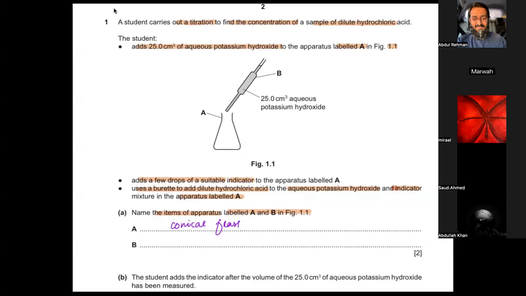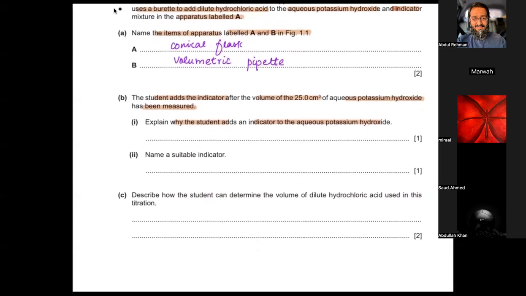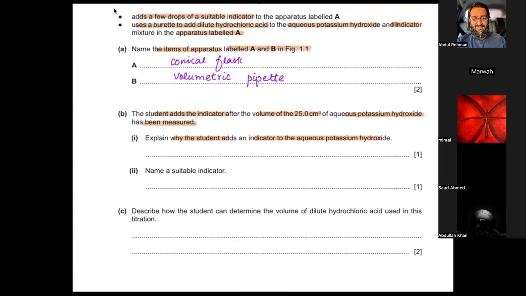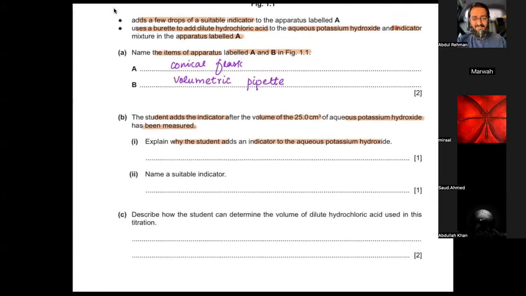Yes. I cannot see the screen. It's stuck, I guess. Yeah, now it's fine. Okay.